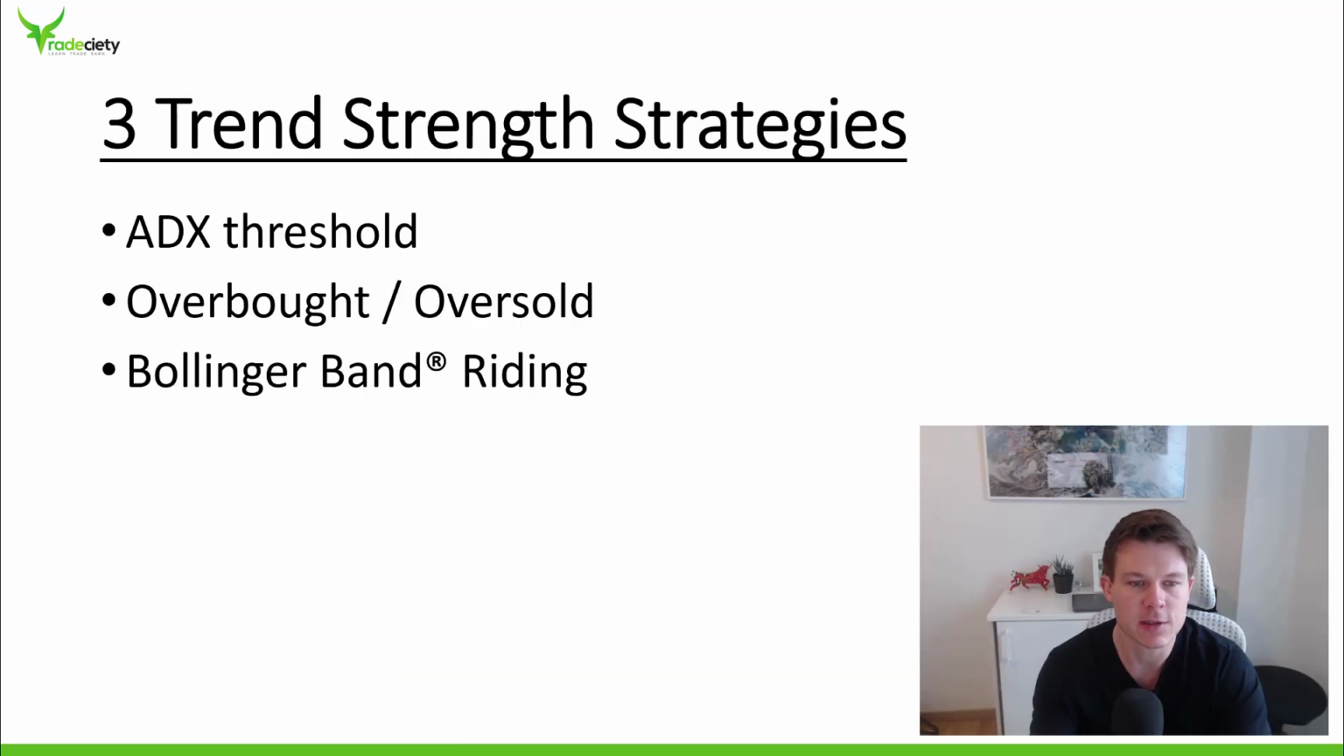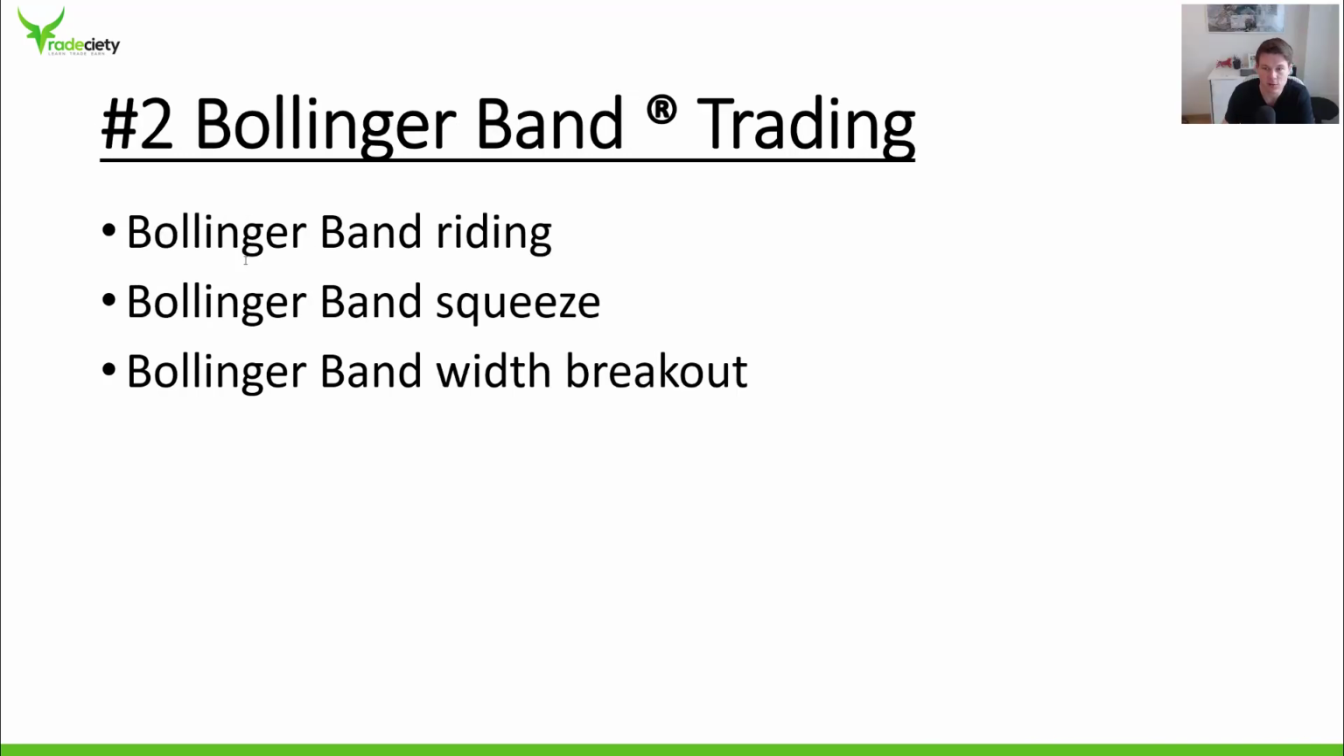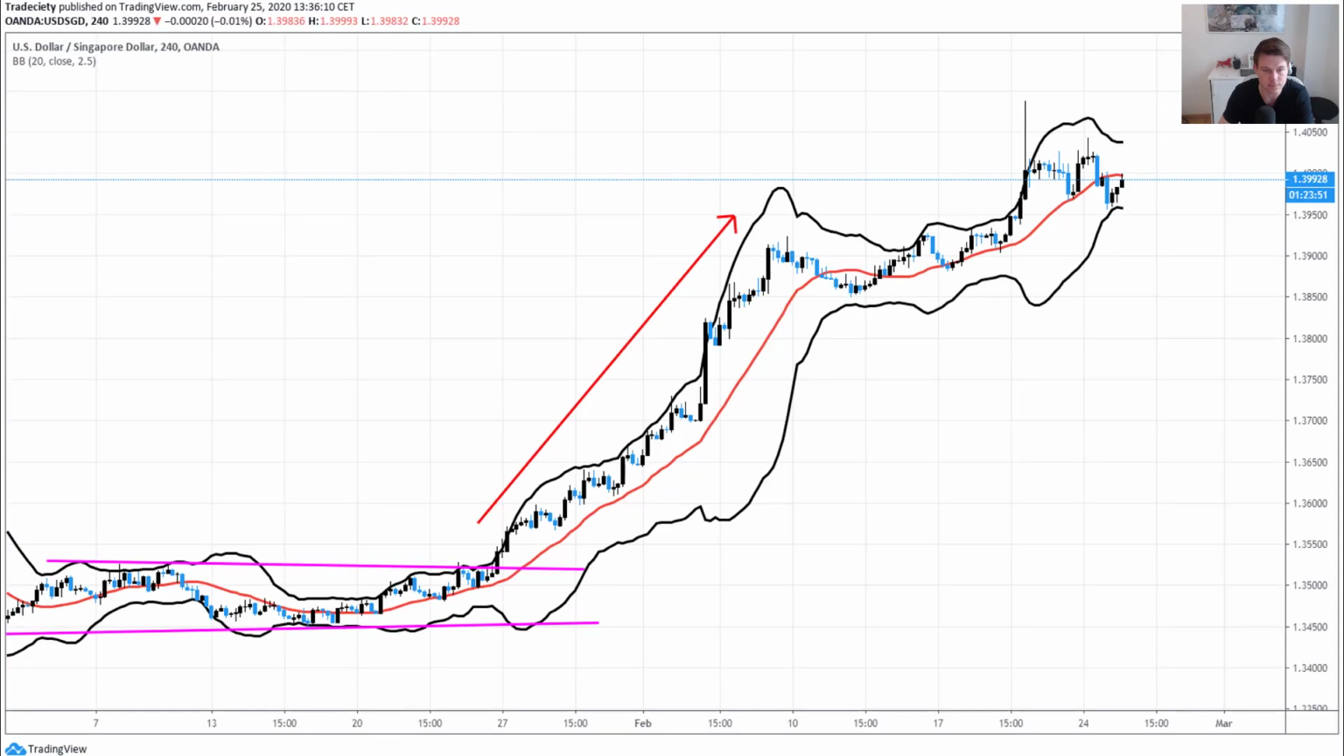Within this video, I will explain 3 different trend strength strategies or tools. The first one is going to be the ADX. The second one, we're going to use overbought and oversold from the stochastics. And in the third one, we're going to use Bollinger Band trading strategies. We're going to look at 3 different Bollinger Band trading strategies. The first one is riding the Bollinger Bands, the second one is a squeeze, and then we're going to look at breaking the Bollinger Band width.